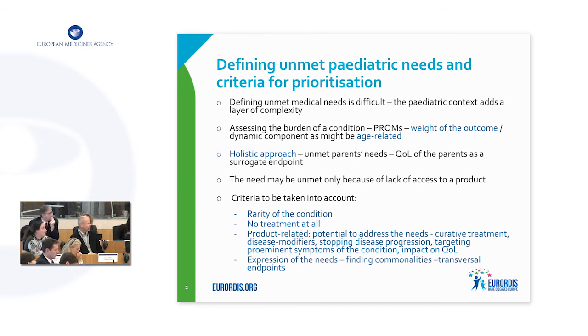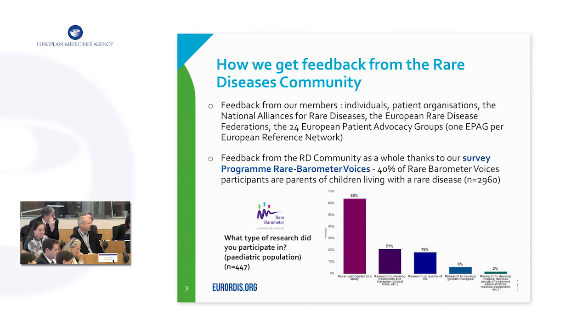Then my second point is how we get feedback from the rare disease community, because as you may know, Eurordis is an umbrella of patient organizations, more than 800 patient organizations, so we do have some feedback from our members of their unmet needs. So we do receive feedback in various ways. Some are more structured than others, but all are very variable. So we do receive feedback from individuals, from patient organizations. We do have national alliances by country.